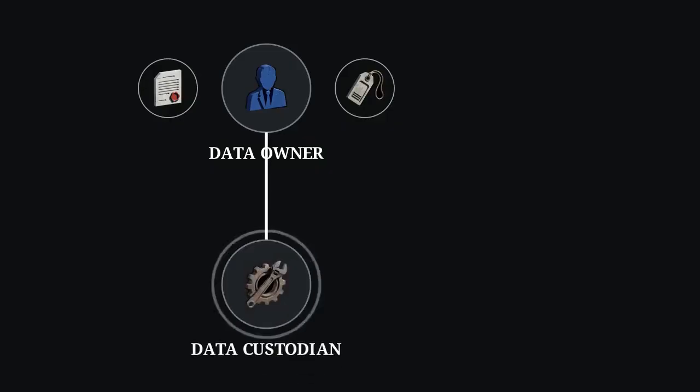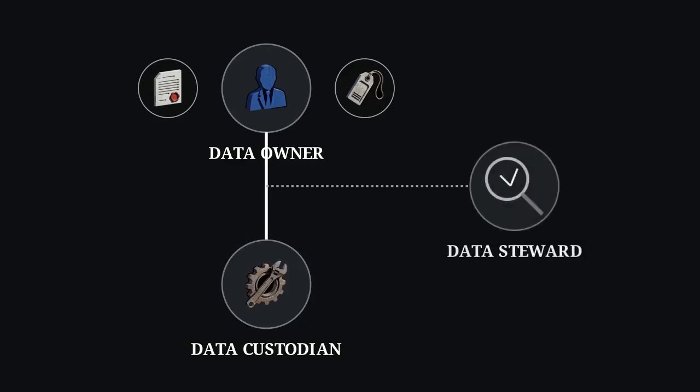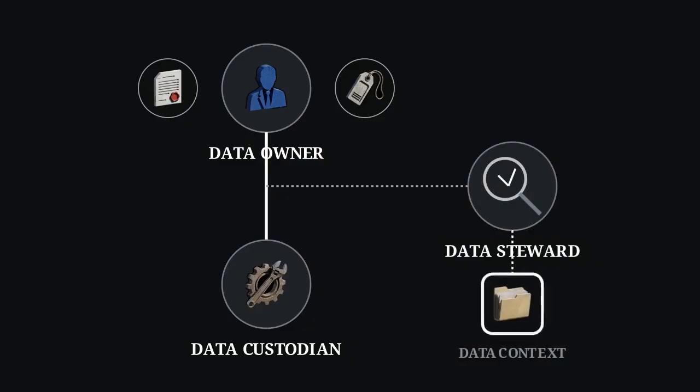At the top of this organizational node map is the data owner, a senior business leader accountable for the data, setting classification and access rights. Below them is the custodian, the hands-on IT team that implements the technical controls mandated by the owner. Running parallel is the data steward, the role responsible for maintaining the data's quality, accuracy, and ongoing business context.